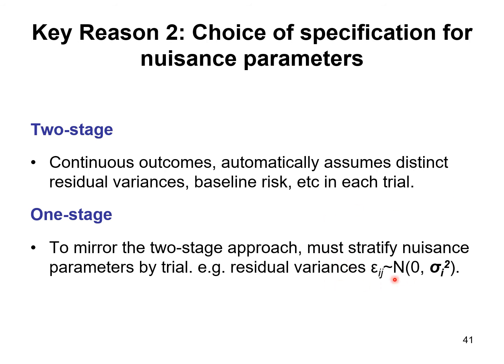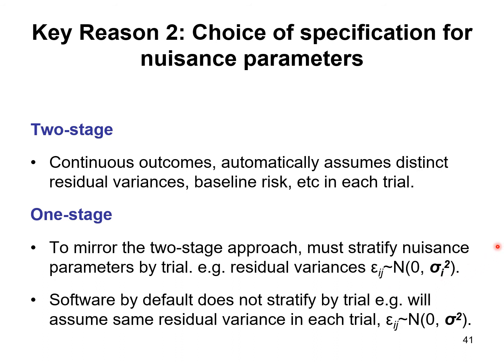For example, your residual variances need to be stratified with an i here. But software by default won't do that. So, for example, the residual variances will naturally be assumed to be common for every single trial. So you have to, as a user, go beyond what it's automatically doing and stratify terms.